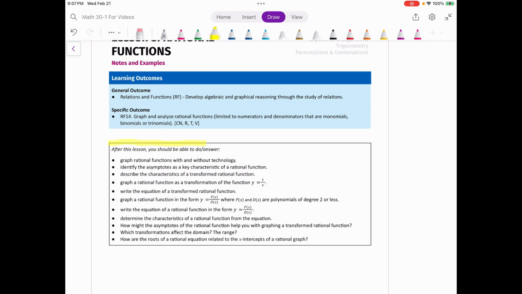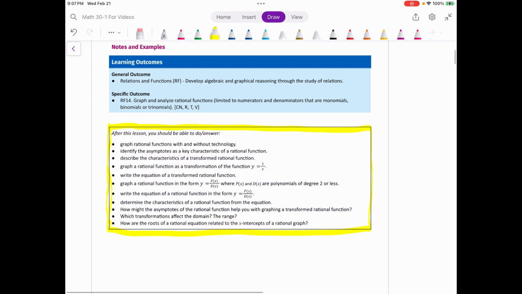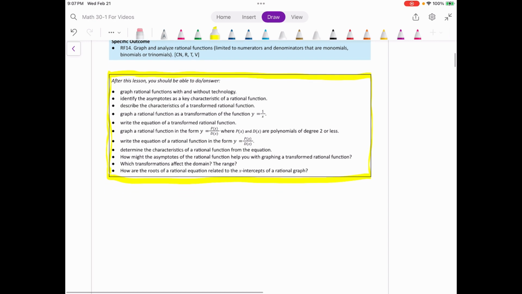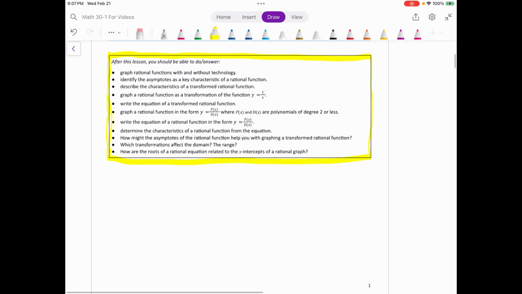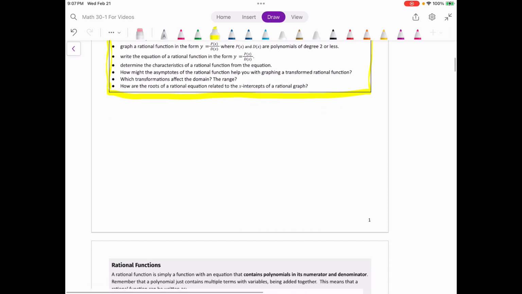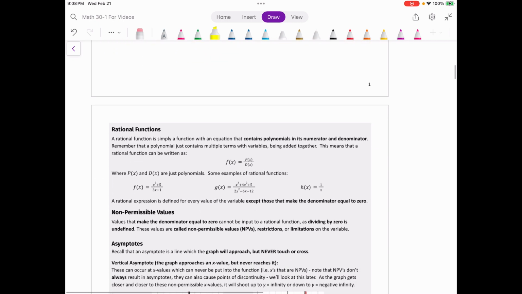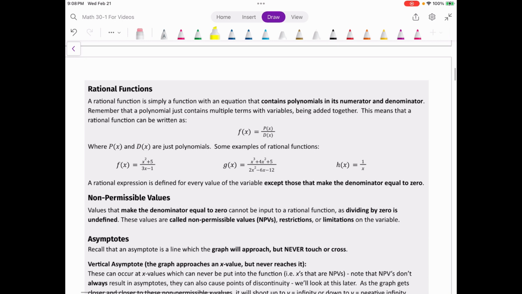Okay, so here are the big ideas. As always, you can use them as a little bit of a checklist to check in with yourself at the end of the lesson after you've done your practice. Are you able to apply those skills and do those things and answer those questions? If not, that's fine. Maybe it means you need more practice, or maybe it means you got to reach out to me. Either way, I'm always happy to help. But let's get going here and start to talk about rational functions.